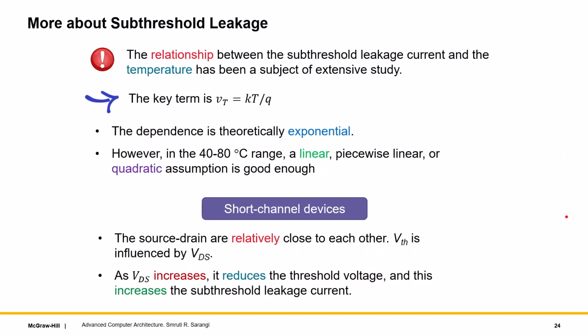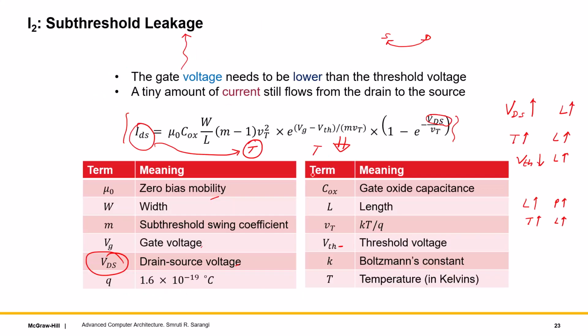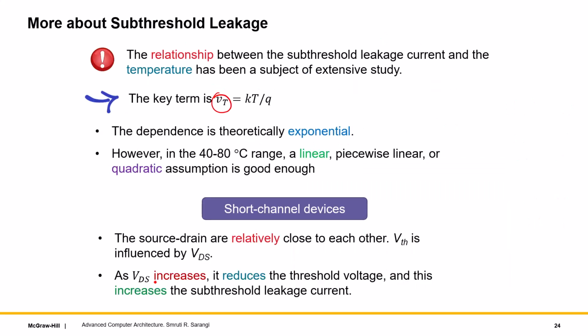So more about subthreshold leakage, so we will just discuss what we discussed right now. That leakage current and temperature are related mainly via this term known as the thermal voltage, which is this here. Boltzmann's constant into T divided by Q, Q is over here. In any case, it's theoretically exponential, but as I said, in the typical operation range of 40 to 80 degrees C, it's between linear, piecewise linear most of the time. Some have approximated it as mildly quadratic, that's also fine.